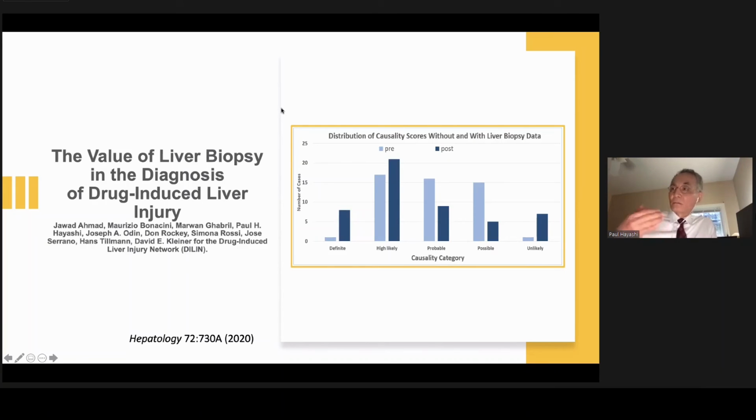And then, monthly call again, we were given the biopsy results on a teleconference with our pathologist who went through the biopsy slides, and we were immediately asked to rescore. And what you can see is from these blue bars, which is with the biopsy information, the cases segregate to the left and right. In other words, biopsy did help. These cases in the middle became more clear to us as more unlikely or more definite or highly likely DILI. So we're going to need to decide how and if we can incorporate this into a causality assessment tool. But it is important data.